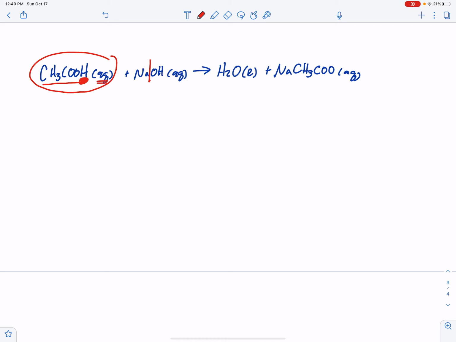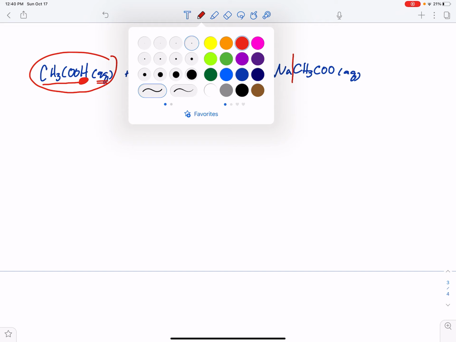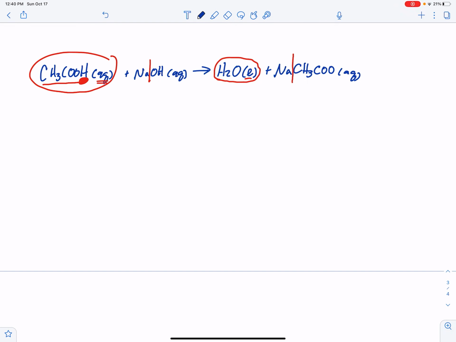Now this will break apart because it's got an alkali metal in it. This stays stuck together. Water always stays stuck together when it's written as a liquid. And then this is a salt. And again, it's an alkali metal salt, so it breaks apart. So it's kind of funny how these look sometimes. So this is CH3COOH. I'll go back and write the phases in a second.